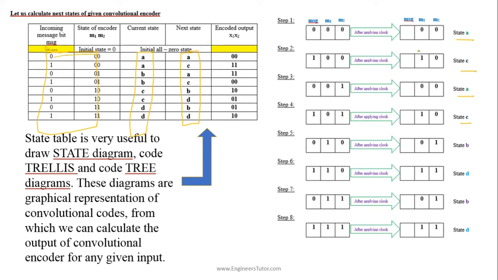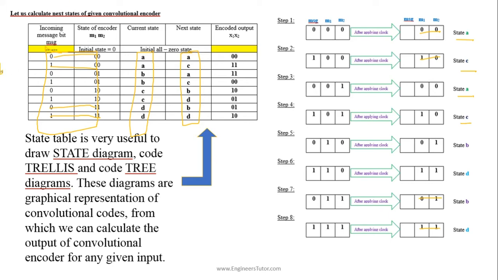This is 0 0, this is 0 0, 1 0, this will be 1 0. Similarly 0 1, 0 1 and the final will be 1 1. This way we will find the state table from the given convolutional encoder diagram.